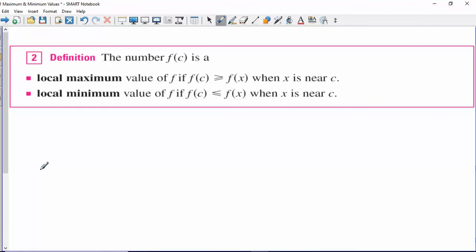Okay, the next slide on here, it's at the top. I've got some graphs below it for you, but a local maximum and minimum is higher or lower than the points surrounding it. So not everything on the graph, just the points on either side of it. These cannot be endpoints.